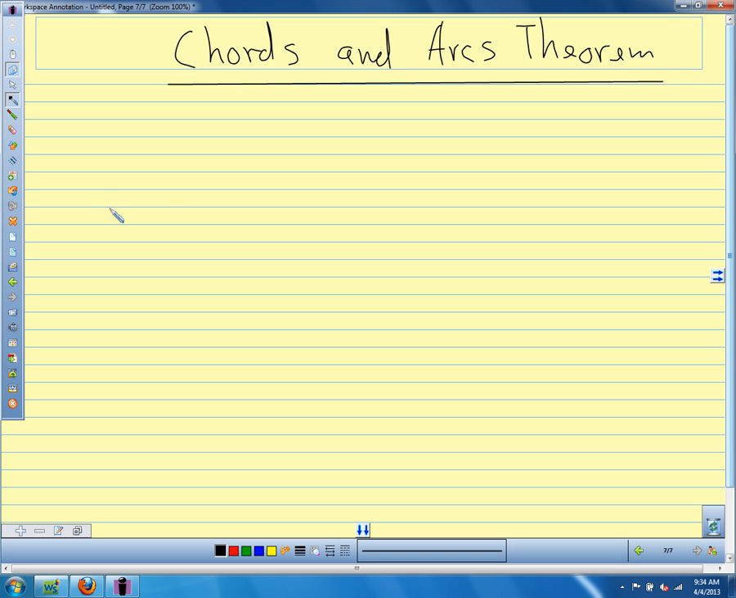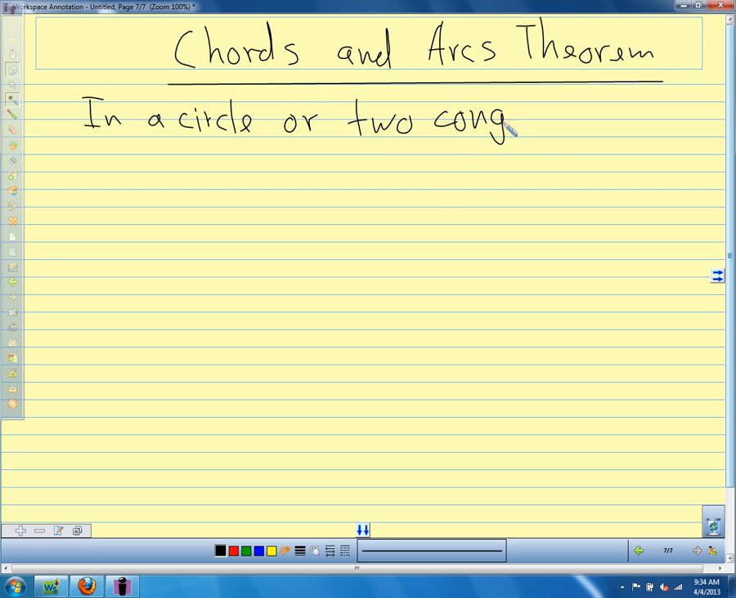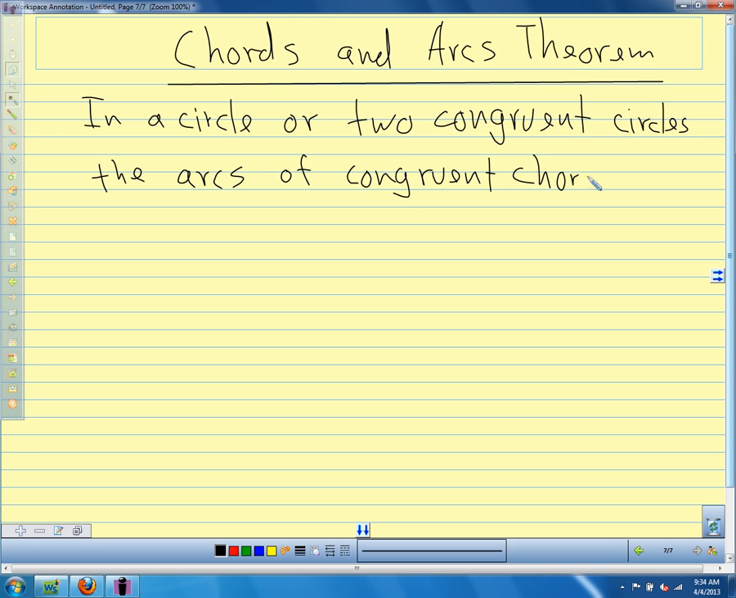Chords and arcs theorem. In a circle, or two congruent circles, the arcs of congruent chords are congruent.